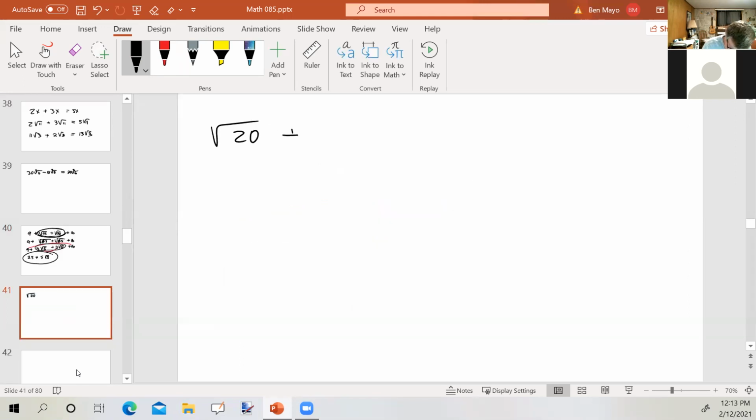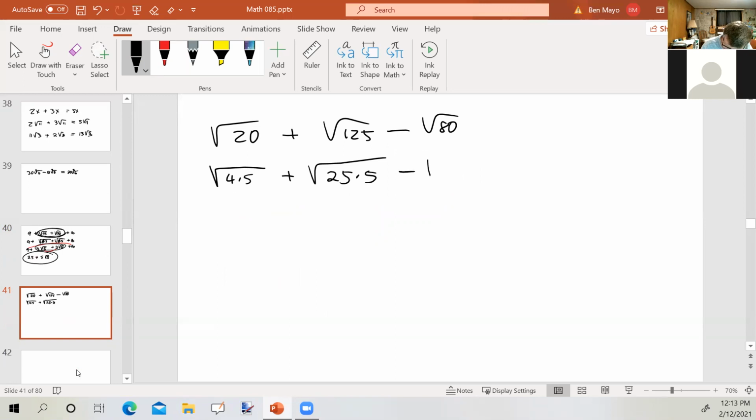Square root of 20 plus square root of 125 minus square root of 80. My index is a 2, so I want squares to undo. So this will be 4 times 5, this will be 25 times 5, and this will be 16 times 5. Now, I'm skipping the whole part of breaking it down into prime factors. If you want me to, I'll go back and do that, but I wanted to just cut to the chase here.